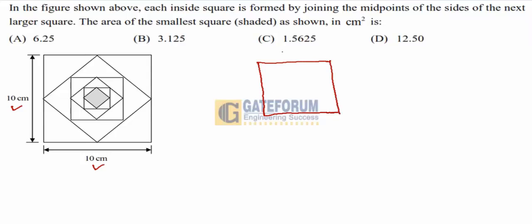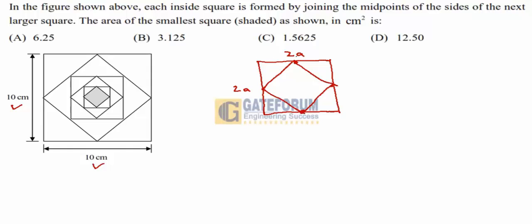Say of dimension, let us assume 2a. Now let us join the midpoints to form another square. Obviously, if these midpoints are joined, I hope you all have this idea that there definitely would be another square formed. Now, if this is 2a, then this part is a. And if this is also 2a, then this part is also a. If this is a and a, then what is this? By Pythagoras theorem, root over a square plus a square, we can say that it is root 2 a. So this would be root 2 a.